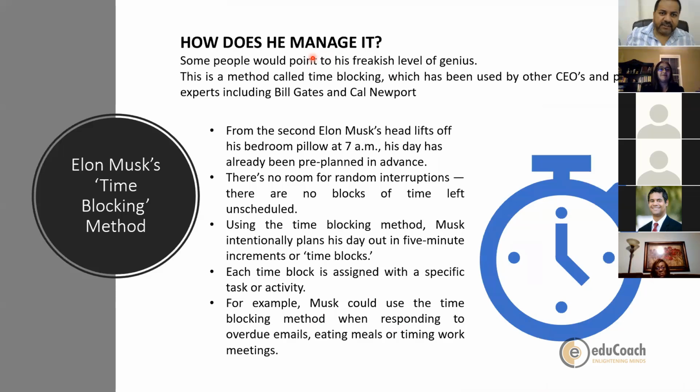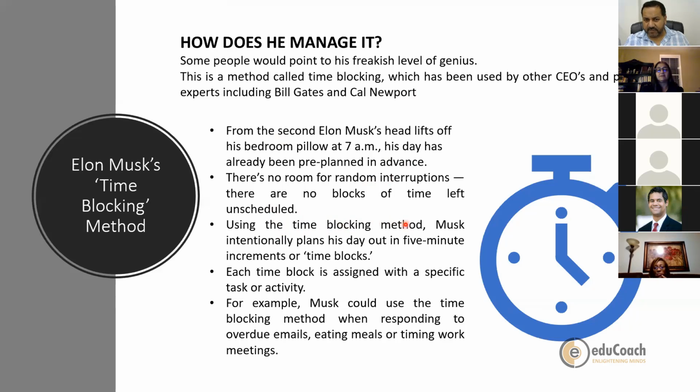So this method is called time blocking, and it has also been used by the other CEOs, including Bill Gates and Cal Newport. From the second Elon Musk lifts off his bedroom pillow at 7 a.m., his day has already been pre-planned in advance. There is no room for random interruptions. There are no blocks of time left unscheduled.